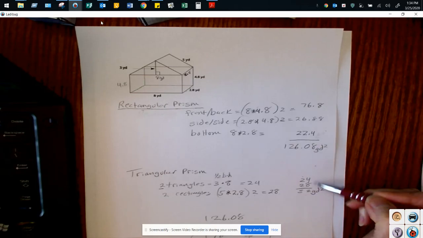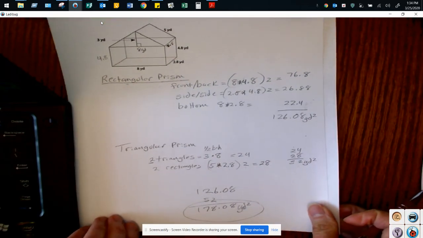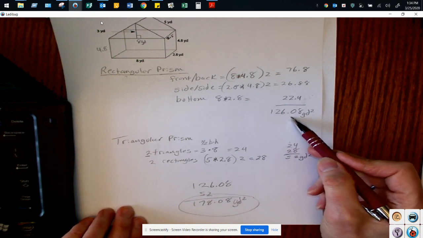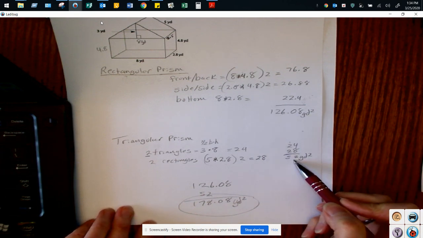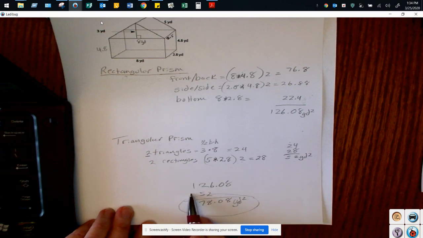To find the total surface area, 126.8 plus the 52, 178.8 yards squared. Lots of work, lots of little steps, lots of places to make errors. So double check your work as you're going through these.